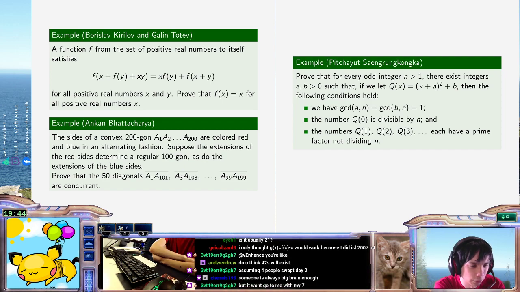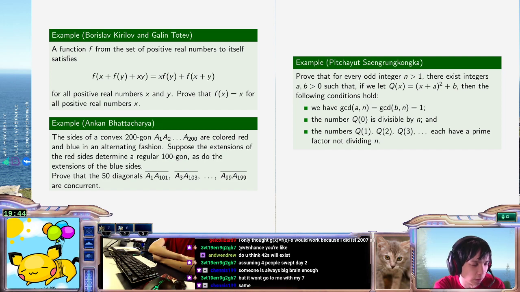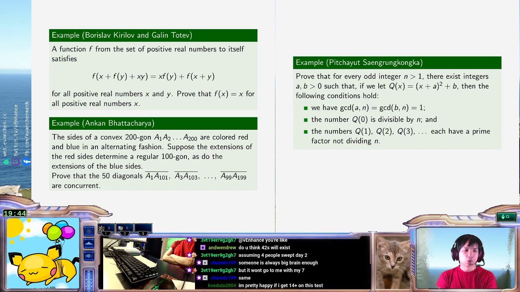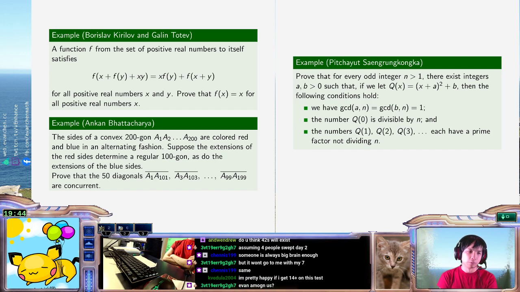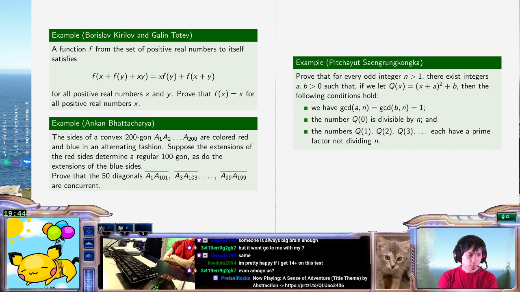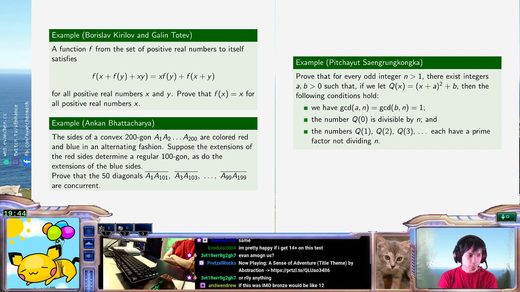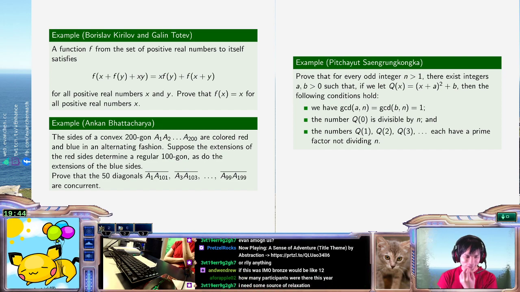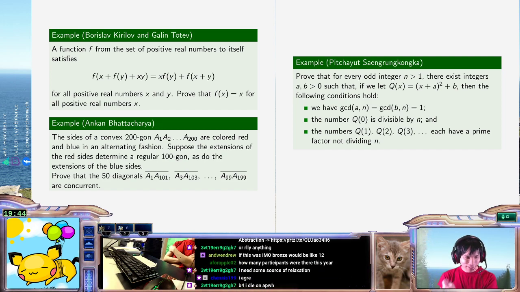Do you think 42s will exist? I haven't been listening in enough to the rumor mill to have a sense. I won't be surprised either way. I won't be surprised if there's a 42, and I won't be surprised if there's no 42. If this was IMO, bronze would be like 12. If this was IMO, you'd probably get a ton of partial credit for doing nothing on problem 4.